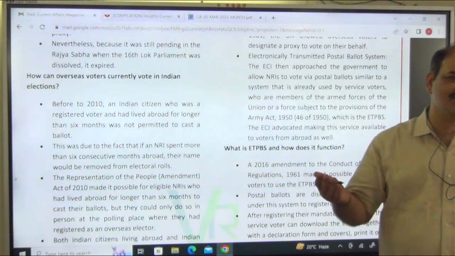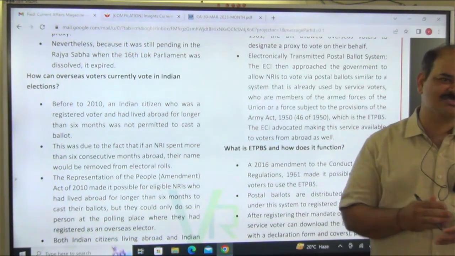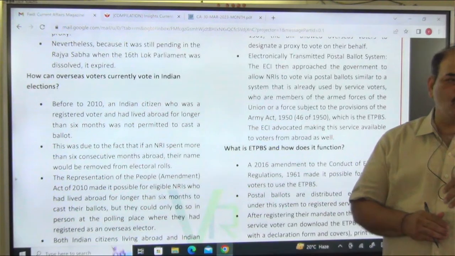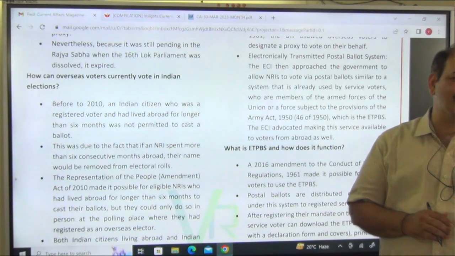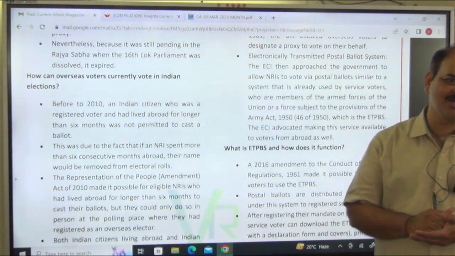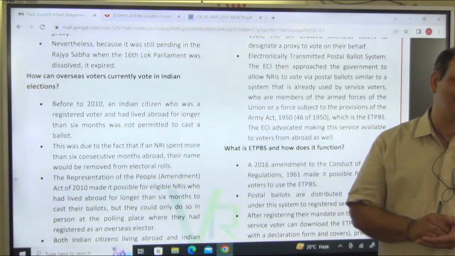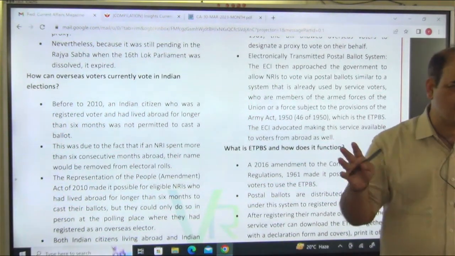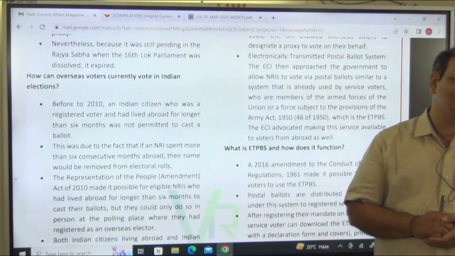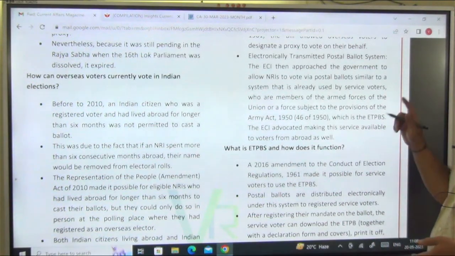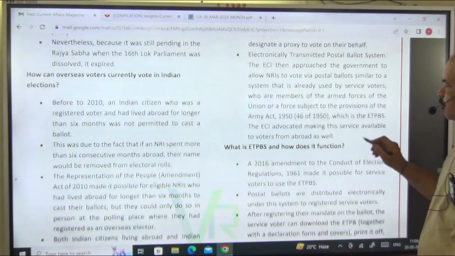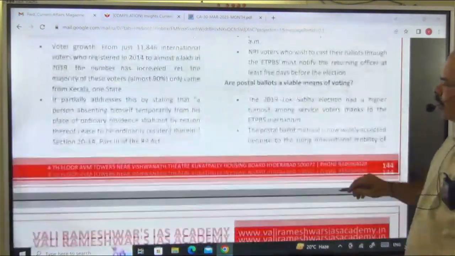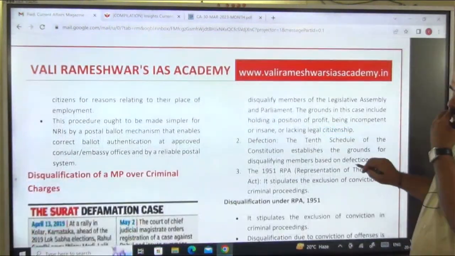Suppose, take the example of teachers or any person who has election duty. If he has election duty, he cannot cast the vote, so he will be given the postal ballot. And you can see in the counting, postal ballots are counted first. So the same thing you want to extend to the NRIs, but through email mode or electronic mode.